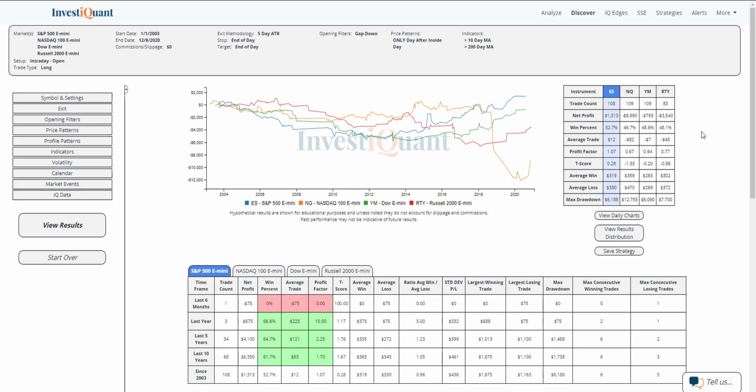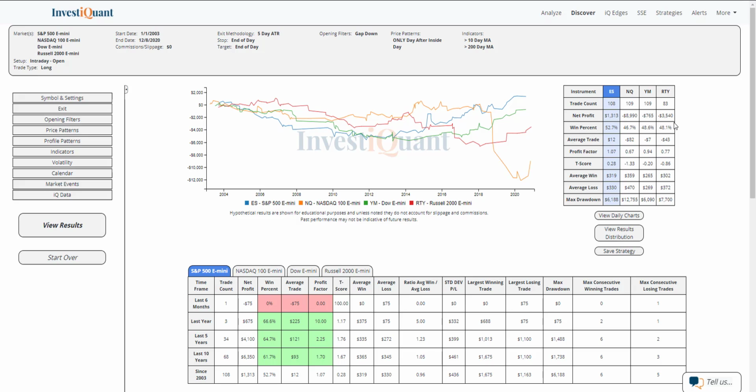If we look at the win rates on these, they're pretty neutral. There's not really a lean in either direction. The S&P is coming in at 53%. NASDAQ is the weakest of the group at 47%, Dow coming in at 49%, and Russell 48%. So none of these are showing much of an edge in either direction.